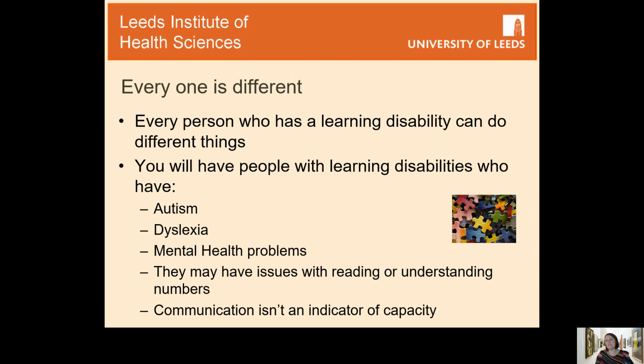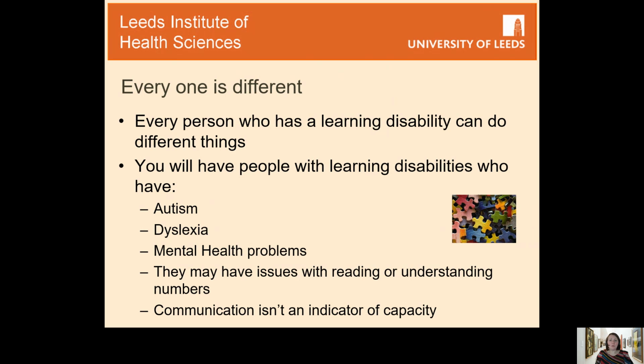Equally, somebody with a learning disability may have other things that have an effect on their ability to learn new information or retain information. So, for example, you have people with a learning disability who also have autism or dyslexia or mental health problems. Quite a few people with a learning disability have problems reading and understanding numbers.